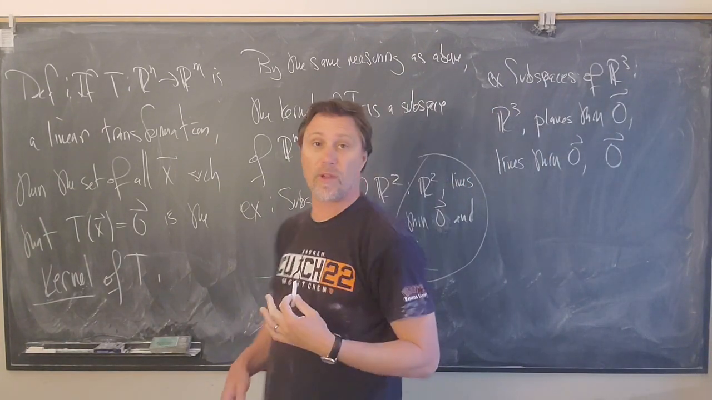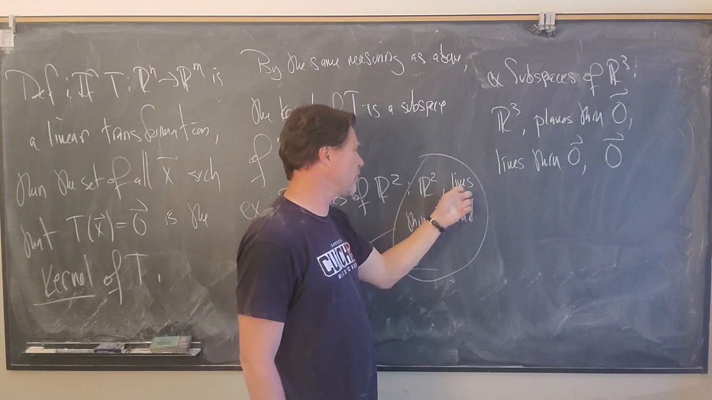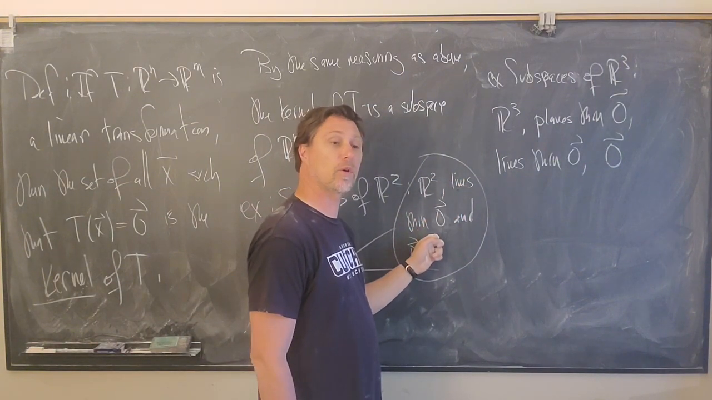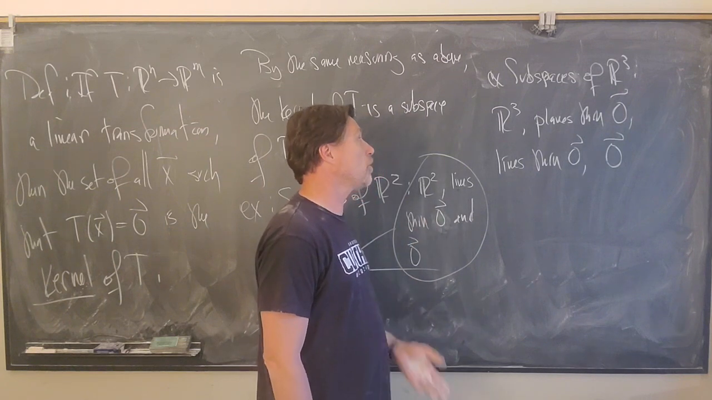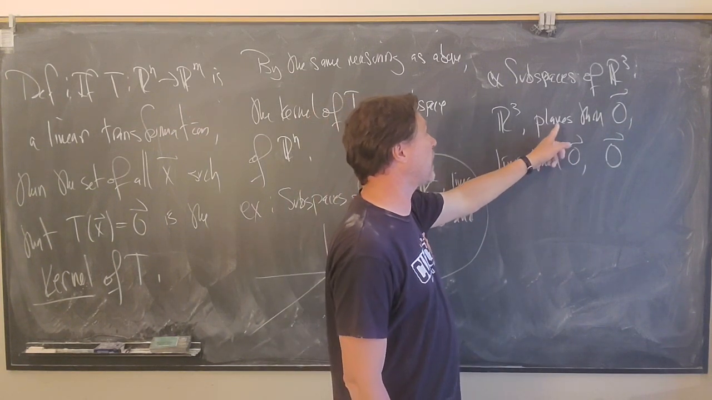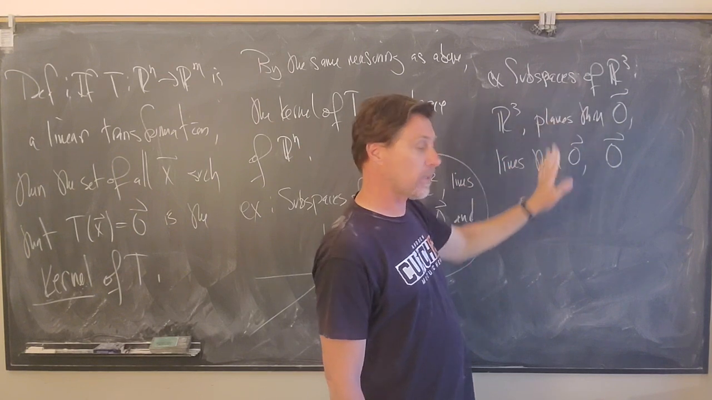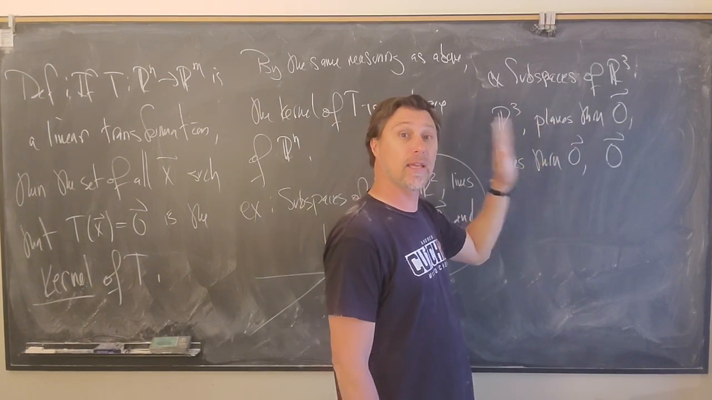You should go through and verify these, or some of these, right? Check using the subspace test that if you have a line through the origin, the resulting set is a subspace. You should check that if you have a line or a plane through the origin, the resulting set is a subspace of R3.